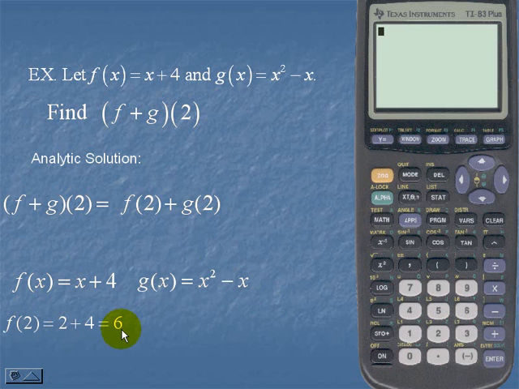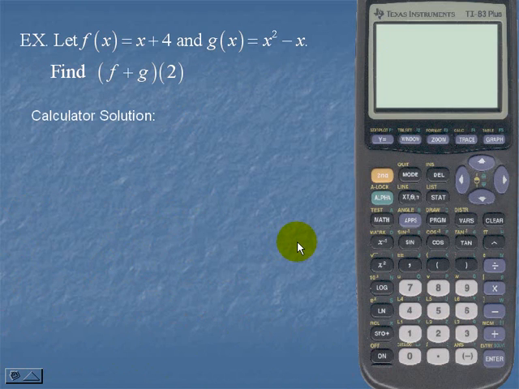We're also given g of x, which is equal to x squared minus x. So in order to find g of 2, again we replace x with 2. So g of 2 is equal to 2. Substituting in our original formula, 6 plus 2 is 8. Therefore, f plus g of 2 is equal to 8.